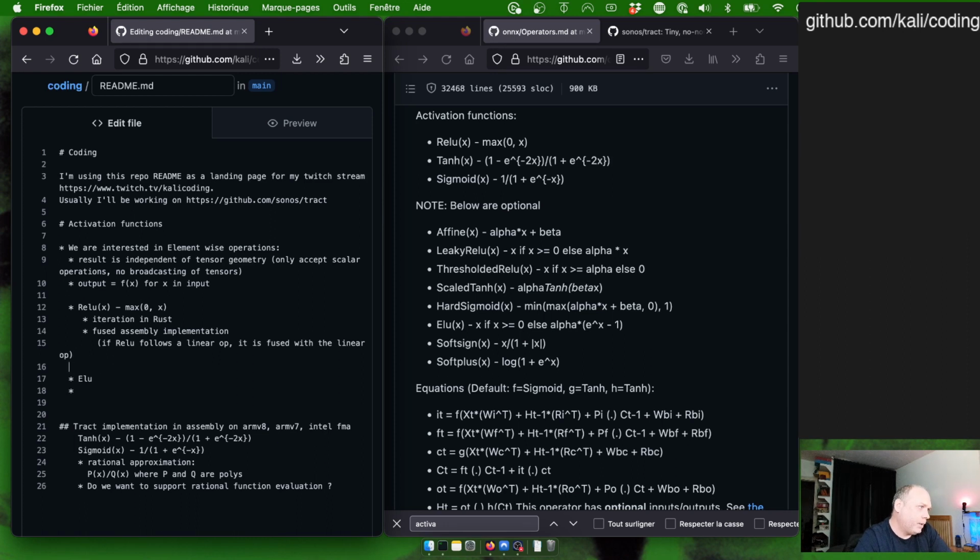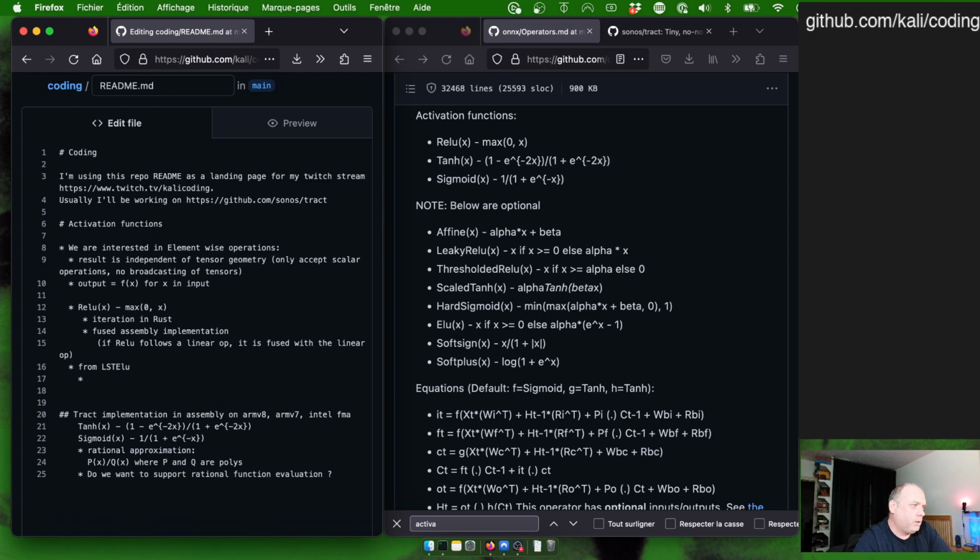Let's say that we have from LSTM, we have ELU, LSTM, affine, leaky ReLU, threshold ReLU. So all of these are really variations around ReLU and very simple functions. In that case, leaky is the same thing as ReLU, plus we have a lower slope in the x. Instead of being just at 0, we are actually still linear in the negative space. Threshold ReLU is if x is over alpha. So it's just an offset ReLU.